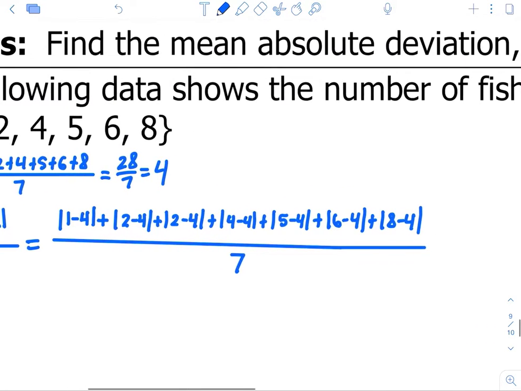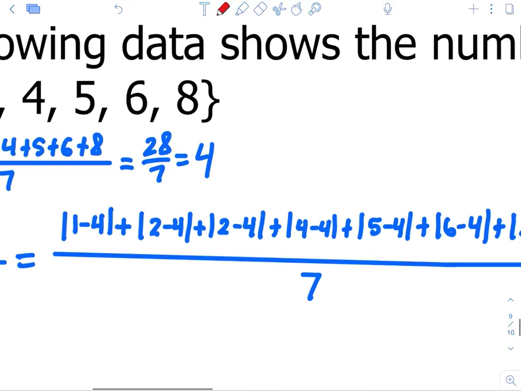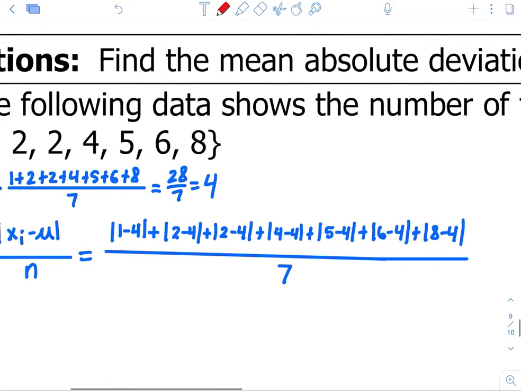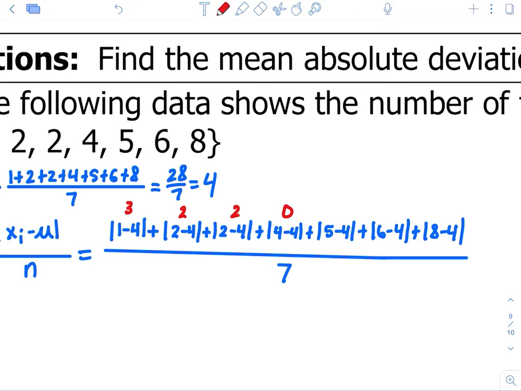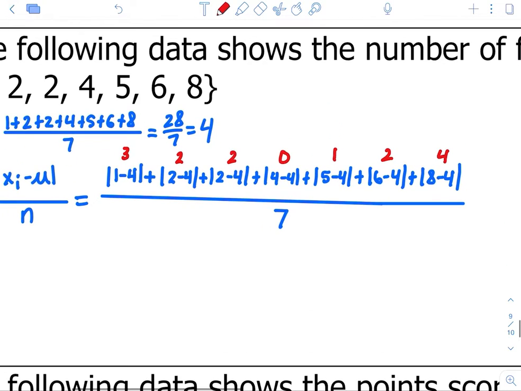So now we're going to simplify this. 1 minus 4, absolute value of that, you guys. Well, 1 minus 4 is negative 3. Absolute value of that is just 3. 2 minus 4, absolute value of that is just 2. Right here, 2 minus 4, negative 2. Absolute value of that, 2. 4 minus 4, 0. 5 minus 4, 1. 6 minus 4, 2. 8 minus 4, 4.